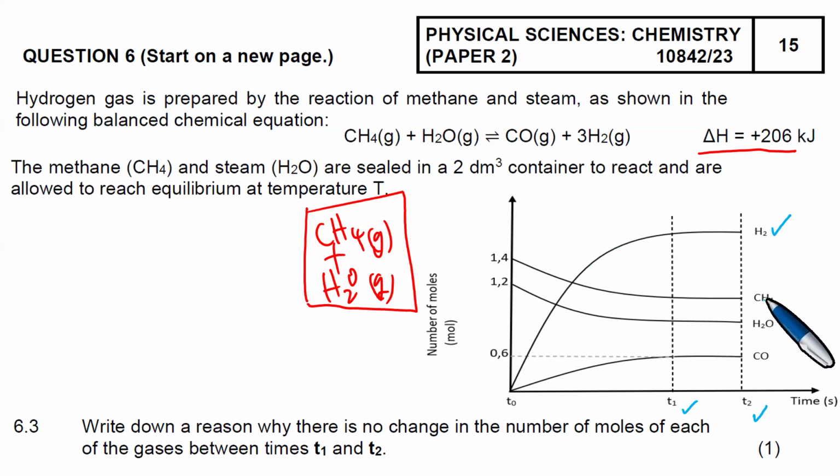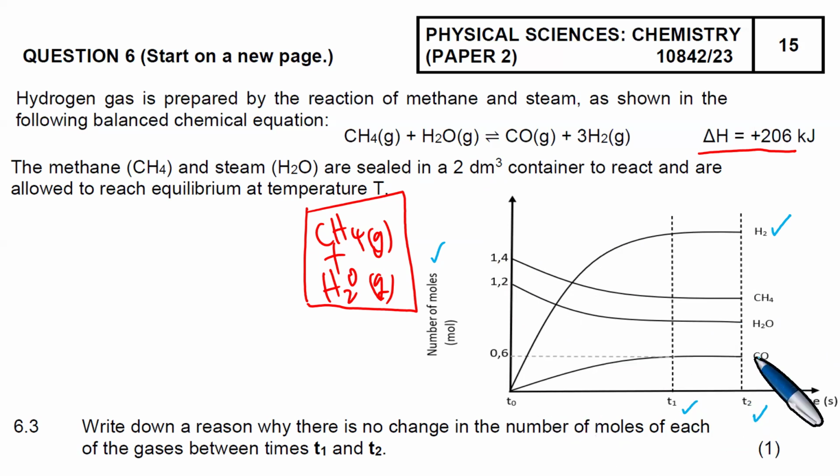The CH4 graph, which is the methane graph, begins from a number of moles of 1.4 on the vertical axis, and we're able to see a decrease in the CH4. So in other words, the number of moles of methane gas decreases. Similarly, we are able to see a decreasing graph labeled the water graph, the steam graph, H2O. It begins from 1.2 moles and begins decreasing. It begins leveling off from time 1 to time 2.